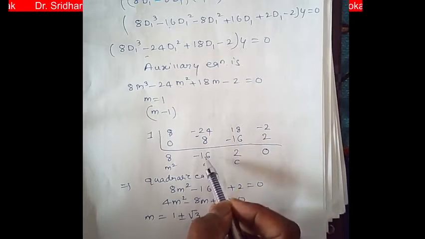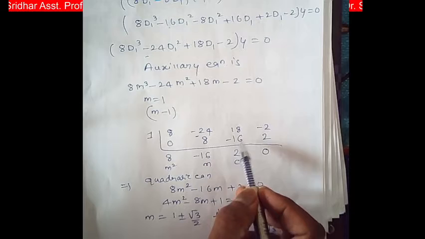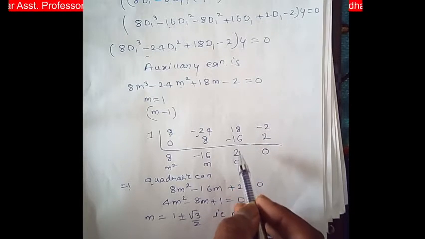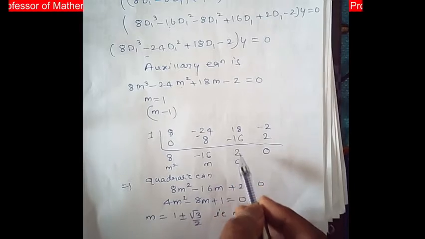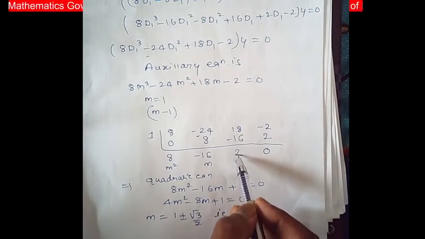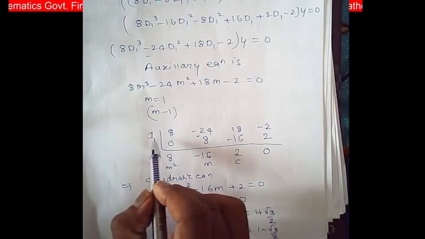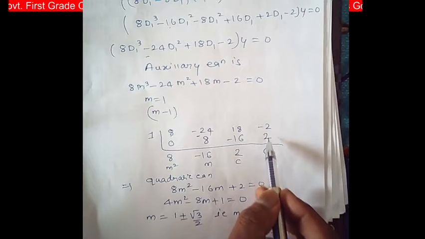So minus 16 into 1, minus 16, and I'll write minus 16 here. So now 18 minus 16 equal to 2. Next, after adding these two, again we multiply this 2 with this one and we write it below the next element. So that is 2 into 1, 2, we write here.